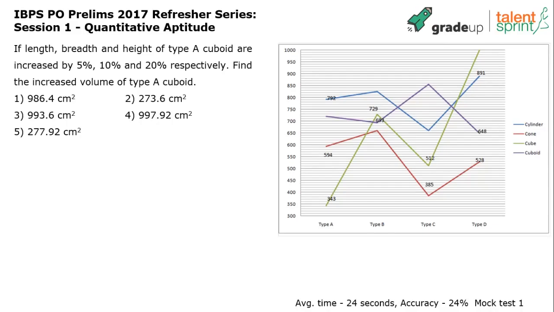So you should go through that video. I think some of you are struggling with the initial volume, so I'll help you out. So type A cuboid, right? Cuboid is this purple line. So type A cuboid is this, type A and cuboid.